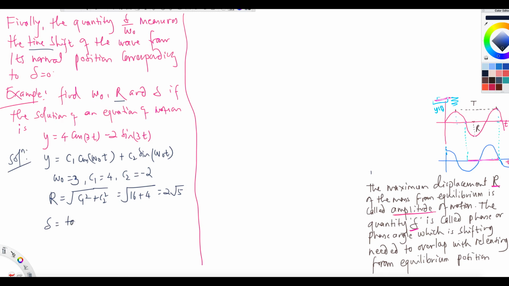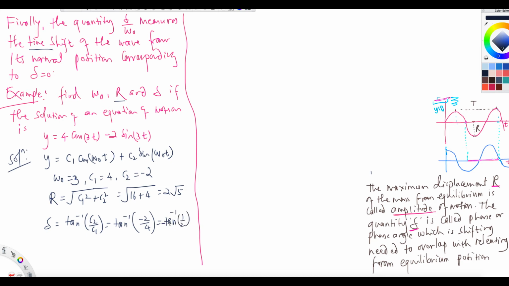Delta equals tangent inverse of C2 over C1, right? So how much is that? Which one is positive and which one is negative? C2 is negative and C1 is positive, so it should be in the fourth quadrant, right? So let's do C2 over C1, negative 2 over 4. You will get tangent inverse, and I would write negative tangent inverse 1/2, right?